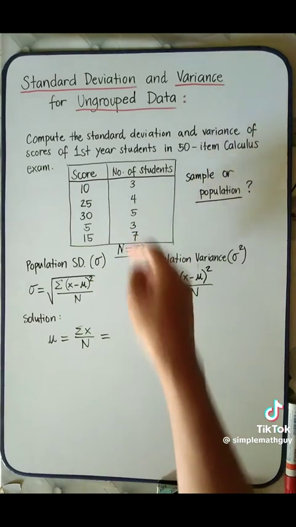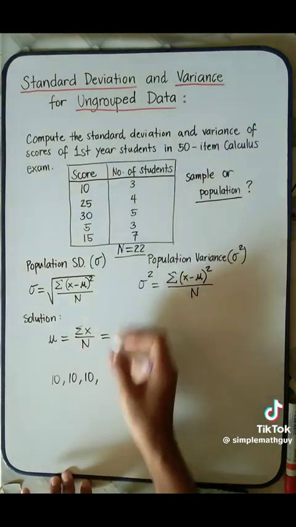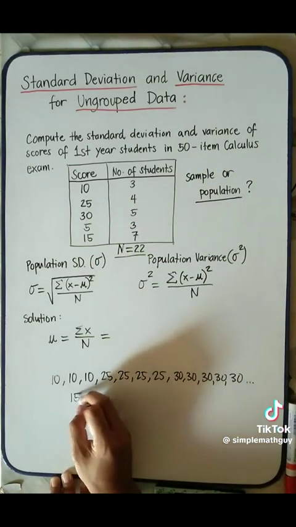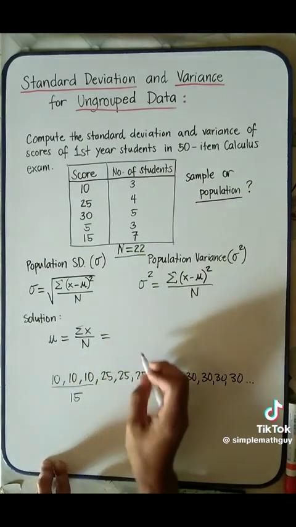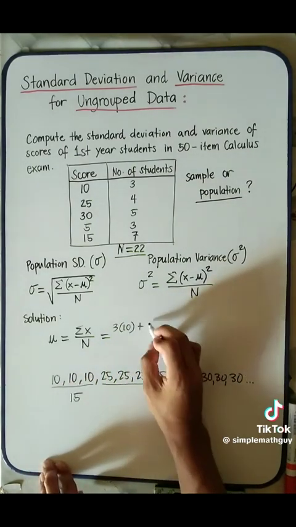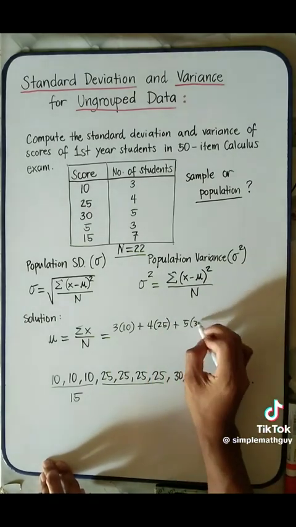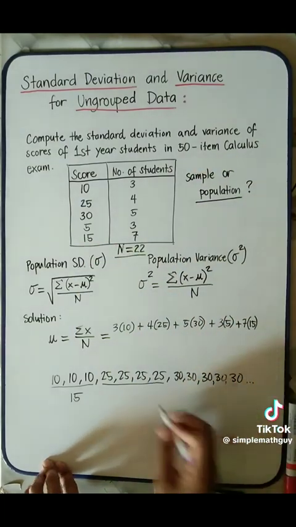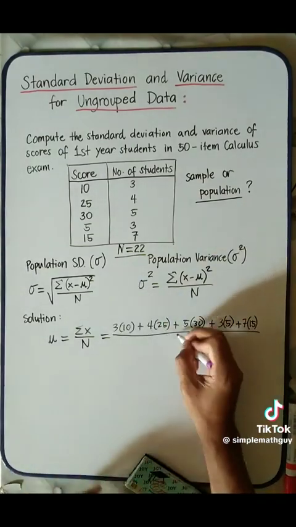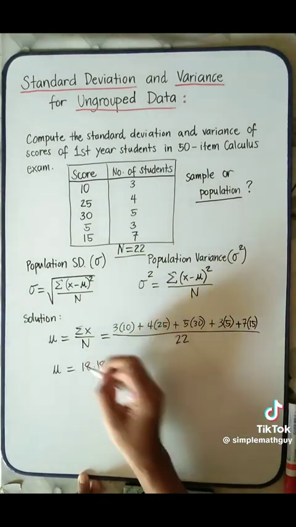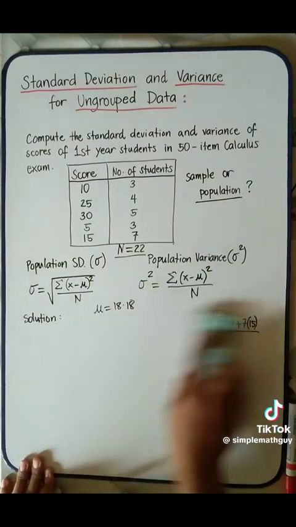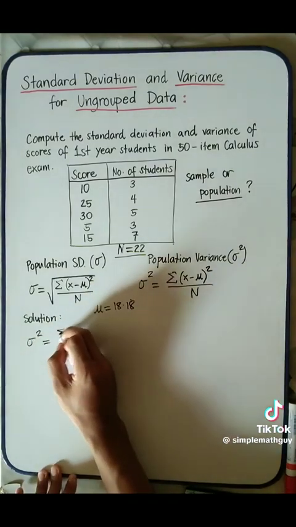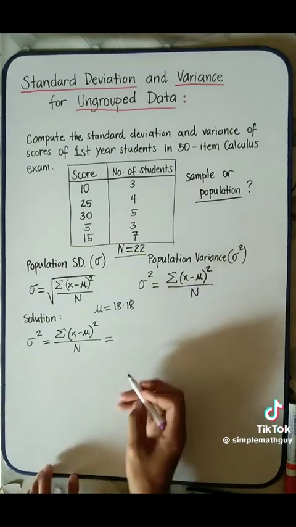If we list all the scores, we have... Instead, we will just multiply each score to the number of students to get the summation of x. Now we can substitute in the formula. I will solve first the variance since it is common to both, so that later on, the answer will just be put inside the radical.